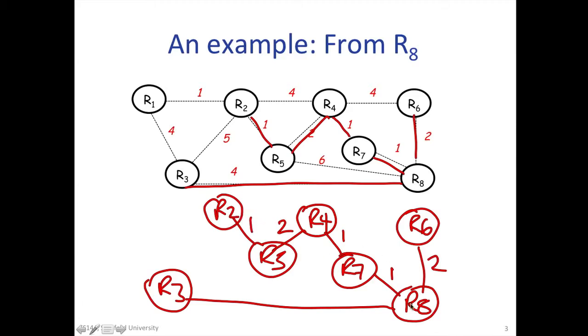That's cost of 5 back to R8. Do I have one with a cost of 6? Well, I've got 2 that have a cost 6, but they're already connected into the tree at a lower cost. So R3 and R4. So I'm not going to add those. They're already on the tree.